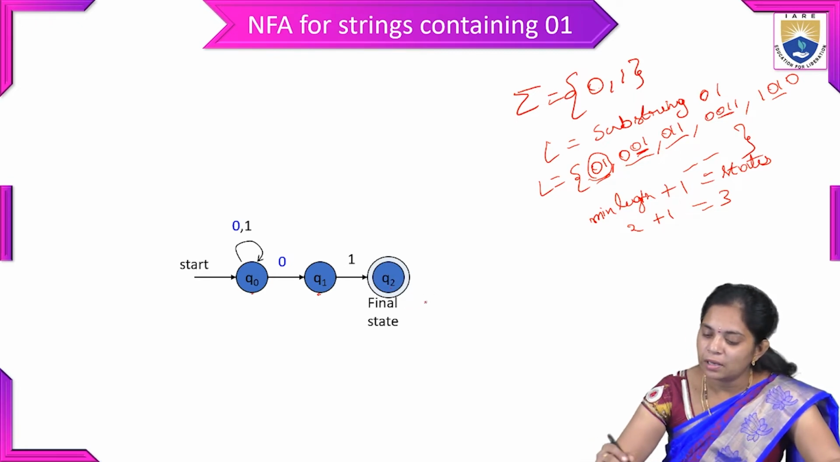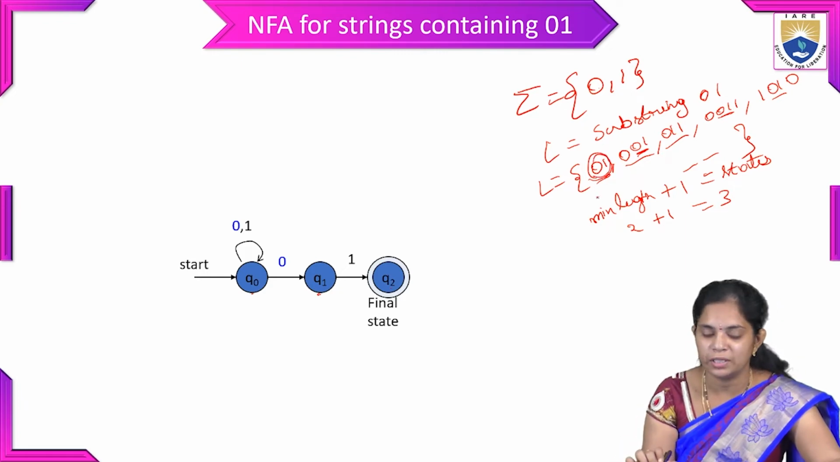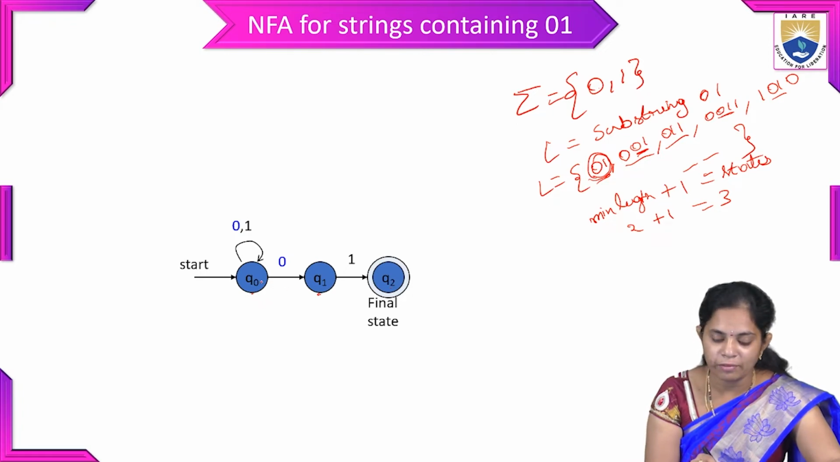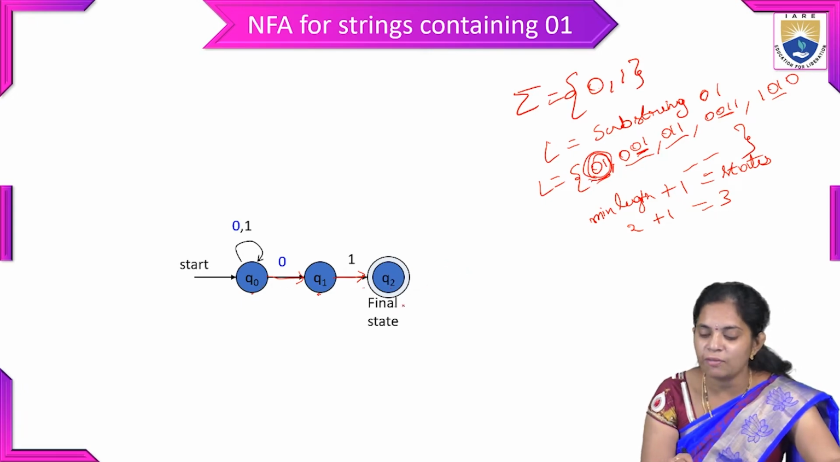Let the minimum length be 0, 1. We have to satisfy this first condition. So here we have initiated with Q naught, and after that we are giving 0 and 1, and it is reaching the final state. So this string is accepted by this NFA construction. Finally, it is reaching the final state.